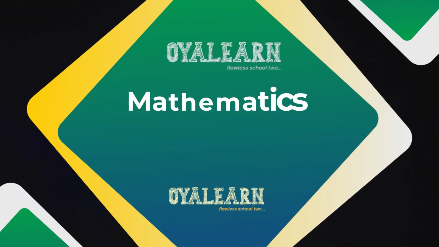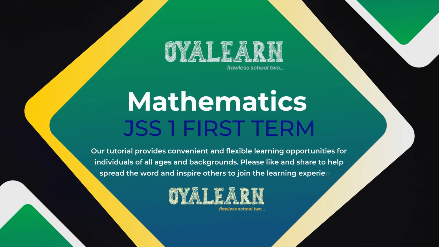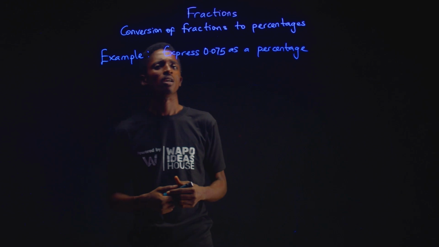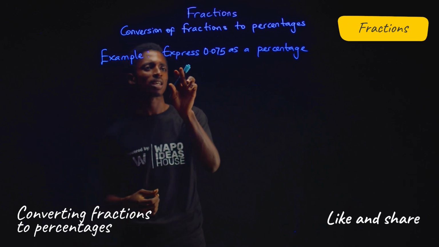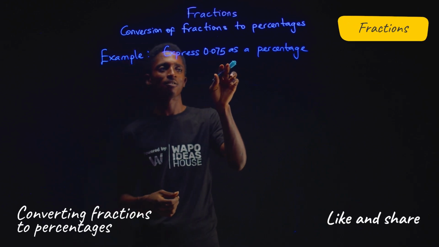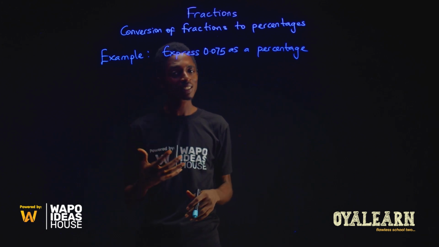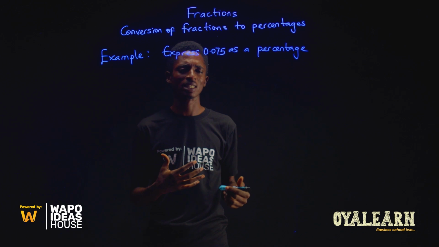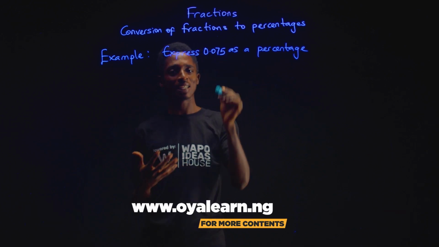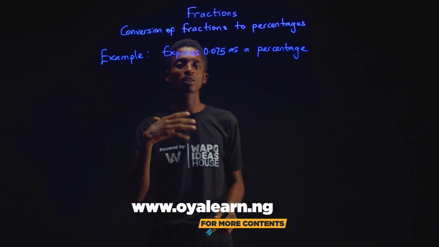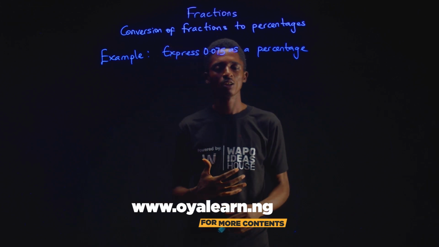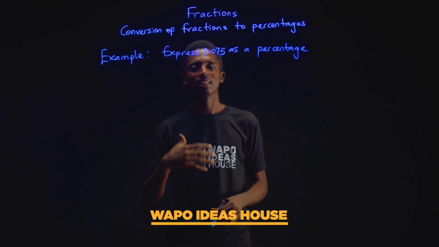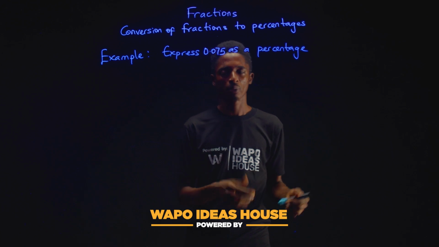Here's another example of converting from fractions to percentage. In this question, we are asked to express 0.075 as a percentage. This is another way that you could be asked to convert fractions to percentage. But what we have here is a decimal. That means you have to first convert that decimal to a fraction and then fraction to percentage.